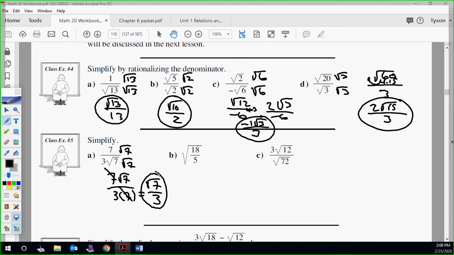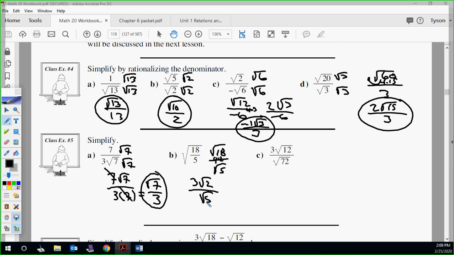So root 18 over root 5. We're going to break down the root 18 to 9 times 2, which is 3 root 2, just to make things smaller this time. And now I'm going to do the root 5 part. Could have done that earlier.